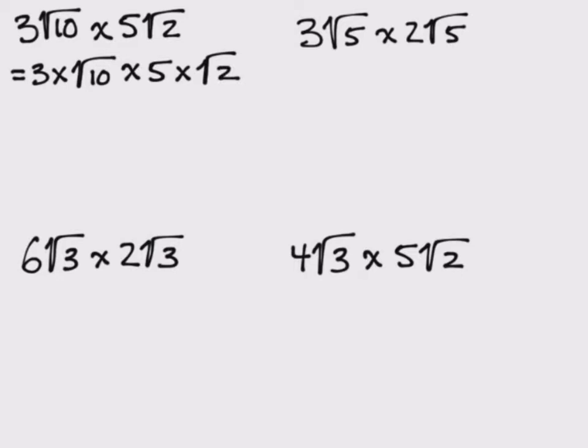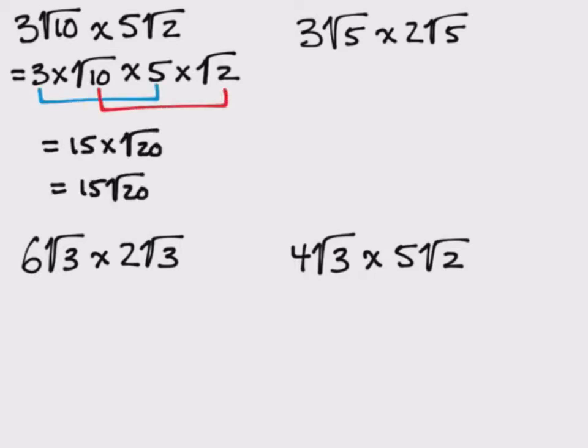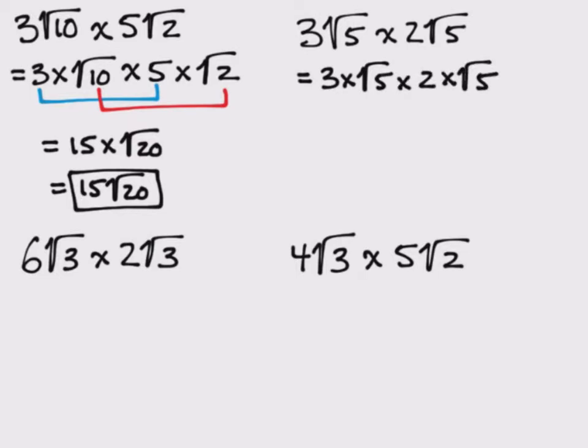And since this is all multiplication, we're free to carry it out in whatever order we would like. So what I tend to do is to multiply the whole numbers together and multiply the radicals together. And in this case, we end up with 15 times the square root of 20, which we can write as just 15 root 20. Or, in our second example, 3 times the square root of 5 times 2 times the square root of 5. Now, note, I'm writing this step out each time just to show exactly what's going on.